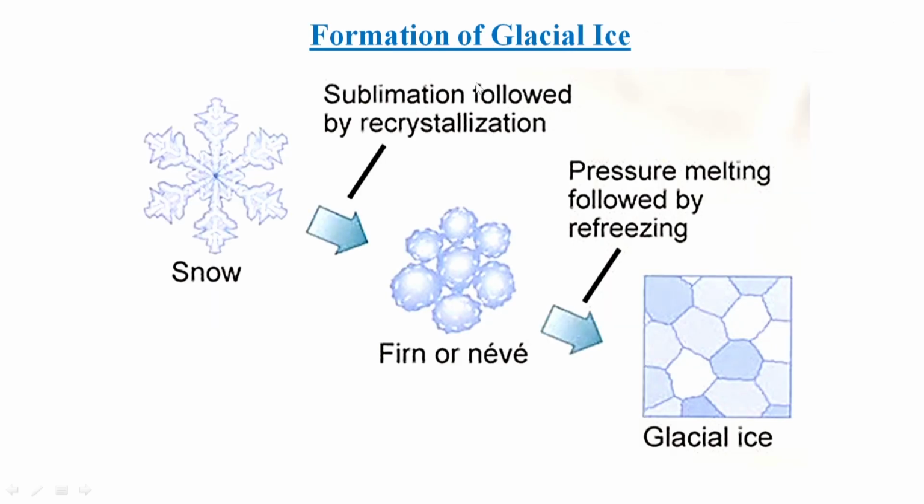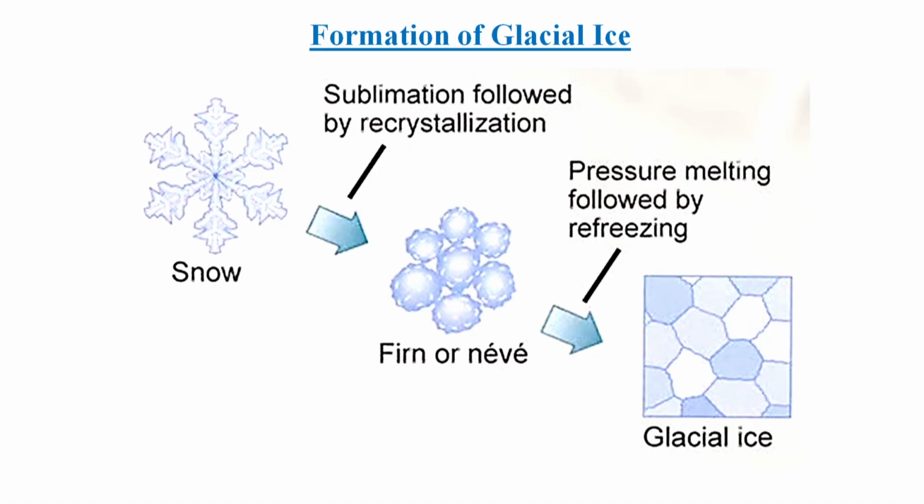So how does glacial ice actually form? If I look at snow only, then I will not say that it's glacial ice. If millions of particles of snow are falling on the surface of the earth during an event of snowfall, then what happens? A process known as sublimation, followed by recrystallization, will finally form what glacial ice is.